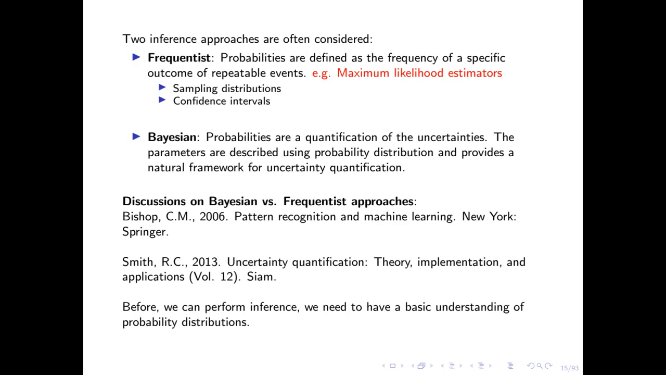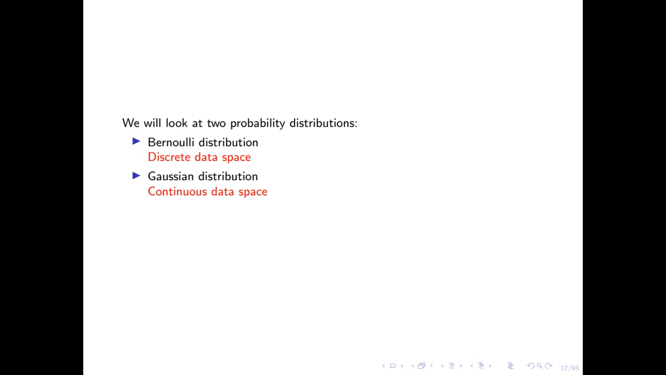But before we can do Bayesian inference, we first need to revisit some probability distribution theory. So I'm going to just do a brief review of that, and then we will move over to Bayesian inference. So we're going to look at two probability distributions. The one is a Bernoulli distribution, and the second one is a Gaussian distribution.